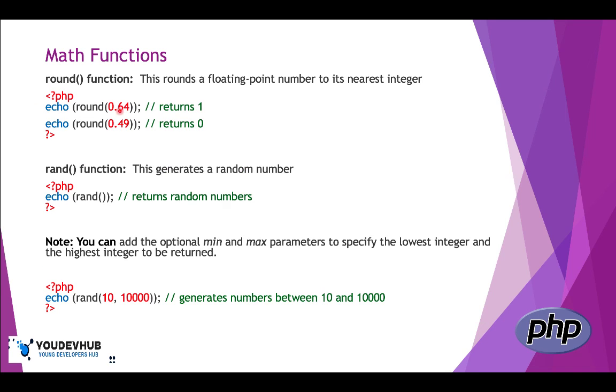We also have the round function. It rounds the number to the nearest whole number. Just as we know, we have rand. Rand displays a random number. You can add the optional min and max parameters to specify the lowest integer and highest integer to be returned. For rand, you give it arguments, where this is representing the lowest and this is representing the highest. So what it does is generate a number between 10 and 10,000. I'm going to give you an assignment to go ahead and play with all these things and see what it gives you.